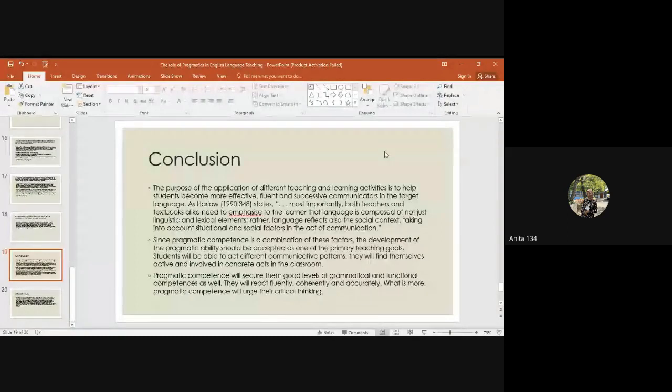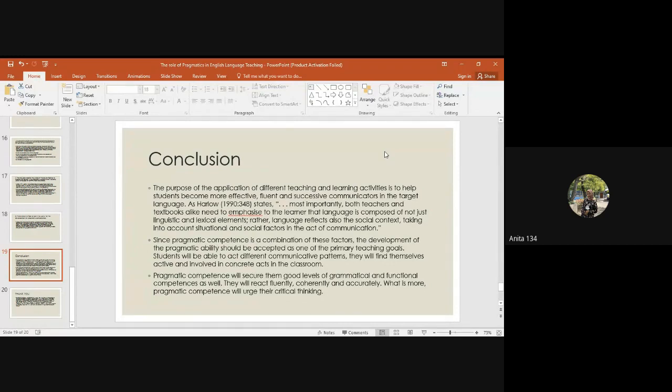The purpose of the application of different teaching and learning activities is to help students become more effective, fluent, and successful communicators in the target language. As Harlow, 1990, page 348 states, most importantly, both teacher and textbook alike need to emphasize to the learners that language is composed of not just linguistic and lexical elements. Rather, language reflects also the social context, taking into account situational and social factors in the act of communication. Since pragmatic competence is a combination of these factors, the development of the pragmatic ability should be accepted as one of the primary teaching goals.